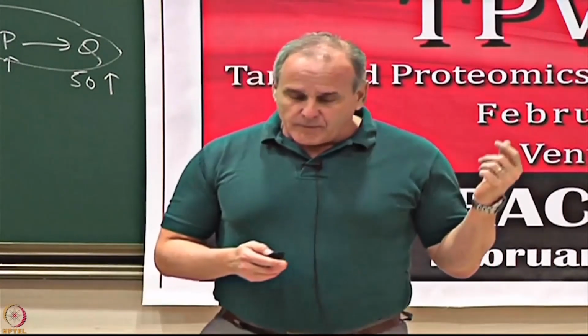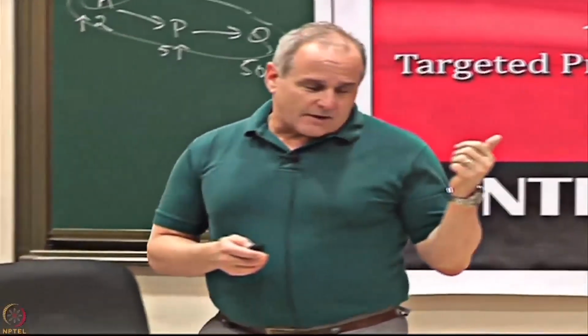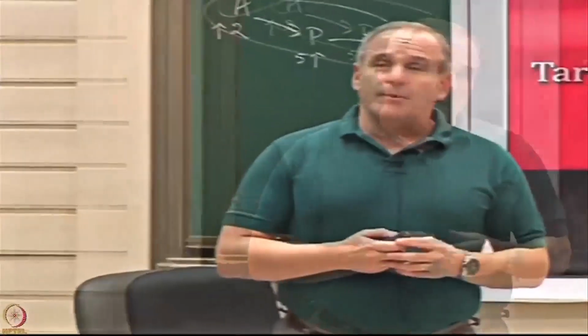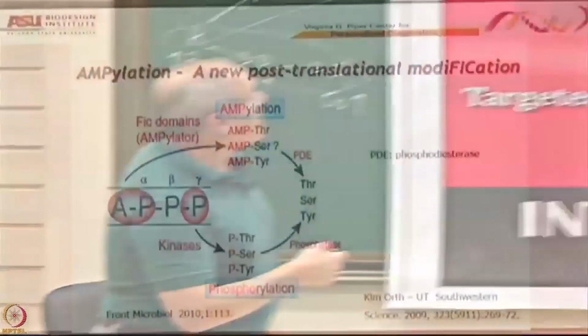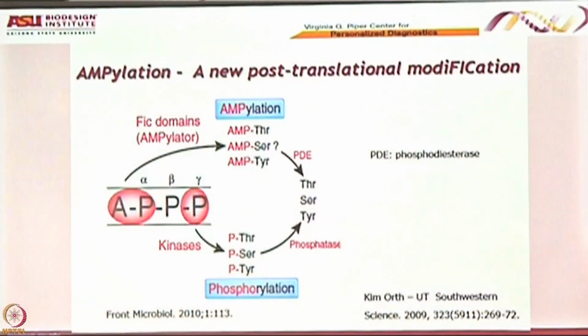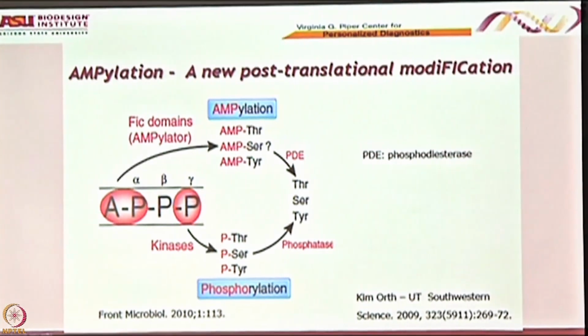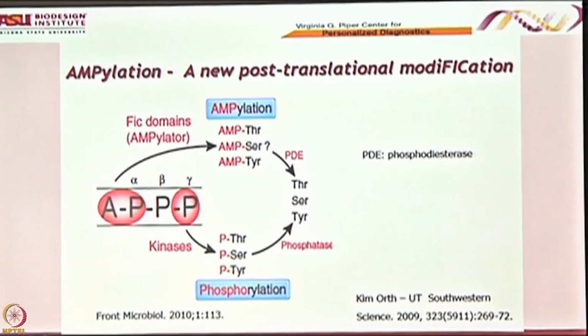So one of the first stories that we looked at was AMPylation. You're all familiar with this part of the pathway where you have ATP and the gamma phosphate on ATP is added to threonines, serines or tyrosines on proteins in a process that we call phosphorylation, and that is usually catalyzed by an enzyme called a kinase, right? So you've seen that a million times by now.